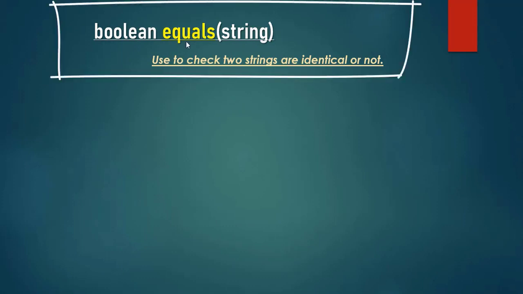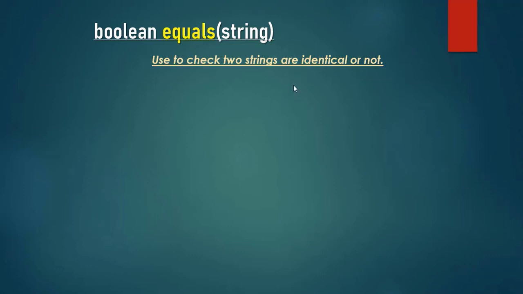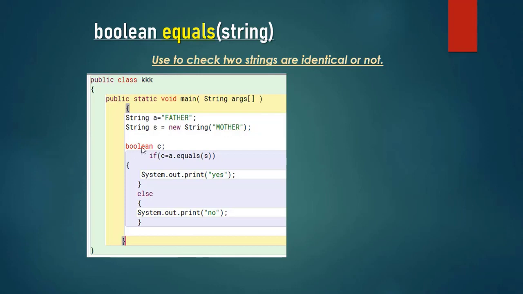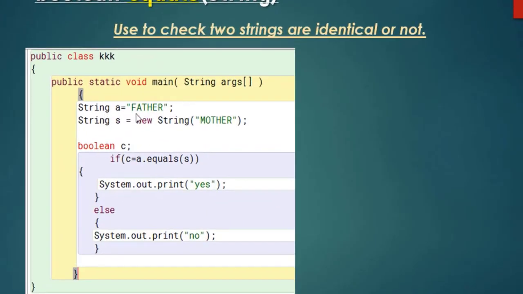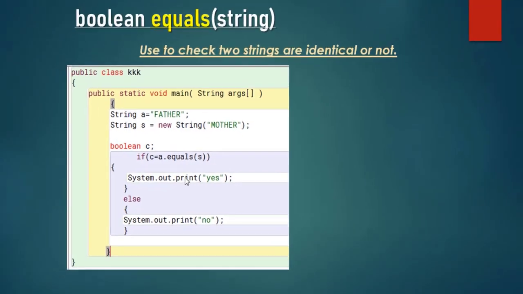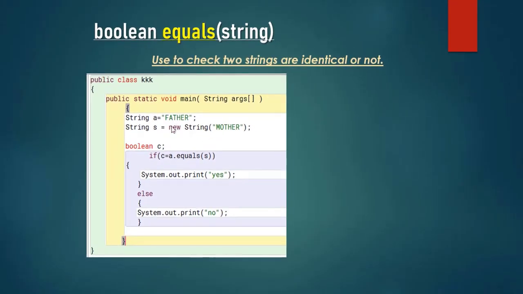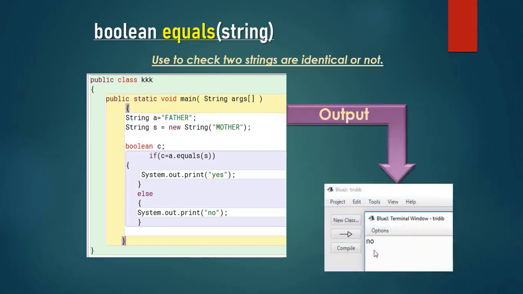Equals function. The equals function is used to check whether two strings are identical or not. See the program. String A equals "father" and string S equals "mother". Now I am taking boolean C, like C equals A dot equals(S). If it is true, then it will print yes. If it is not, then it will print no. So these two strings, father and mother, are not identical. So in this case the output will be no.